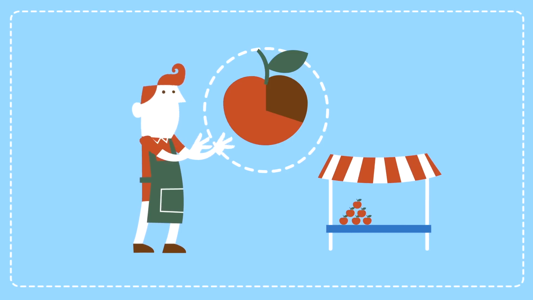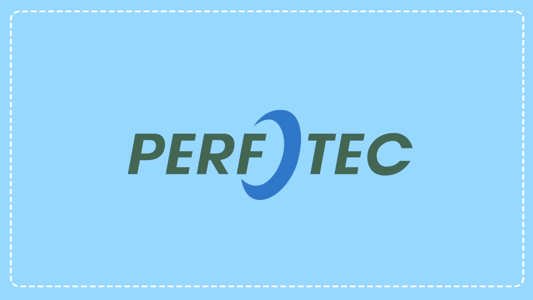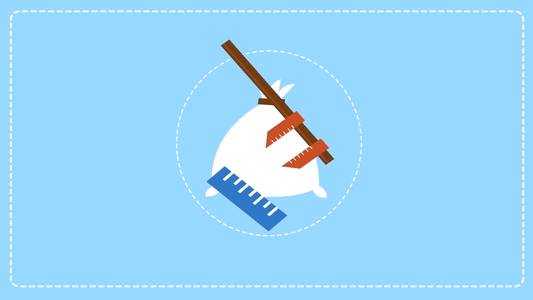But what if we could make just the right size hole for each fruit and vegetable? Boom! Introducing Perfotec's fruit and veggie packaging technology. Perfotec found a way to make just the right size holes in your packages.